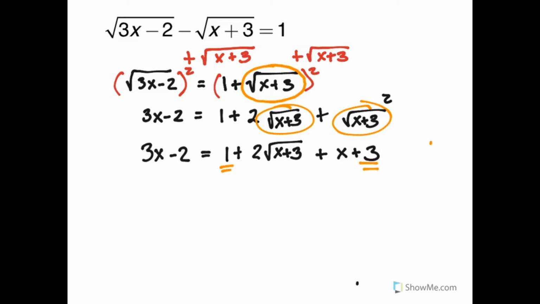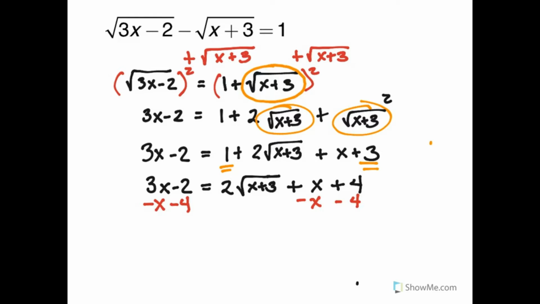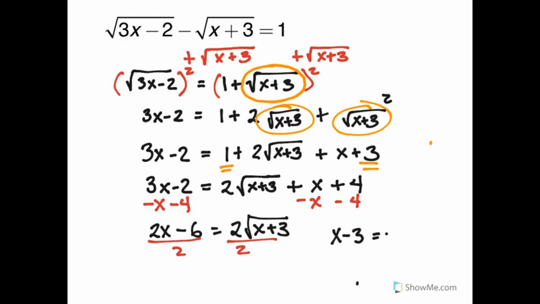I'll combine like terms, but unfortunately I'm not in shape to solve yet because I still have a square root in the equation. Well, let's get that square root alone on one side. If I subtract x and 4 from each side, I get 2x minus 6 equals 2 times the square root of x plus 3. Now I'm going to divide both sides by 2, and that gives me x minus 3 equals the square root of x plus 3.